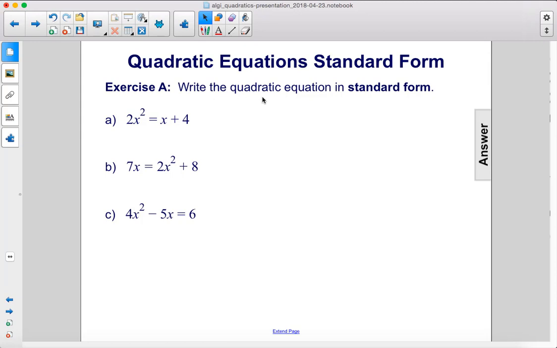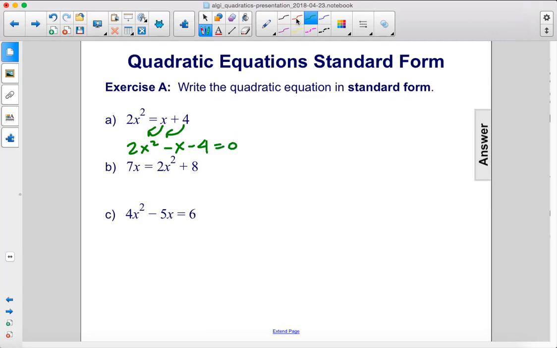Exercise A. Write the quadratic equation in standard form. Alright, so we just need to move these terms over to the other side, and that would make it 2x² − x − 4 = 0.